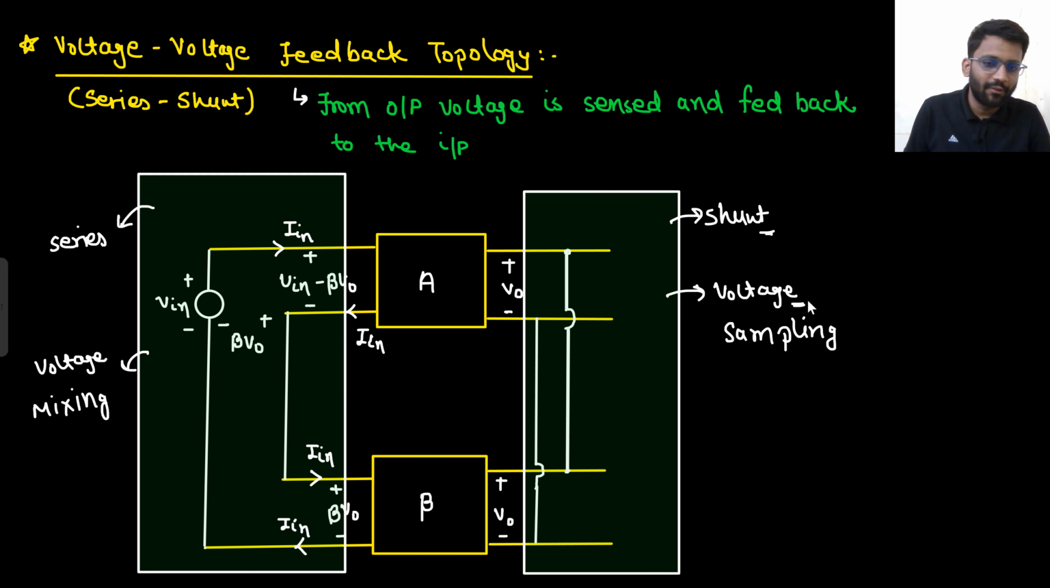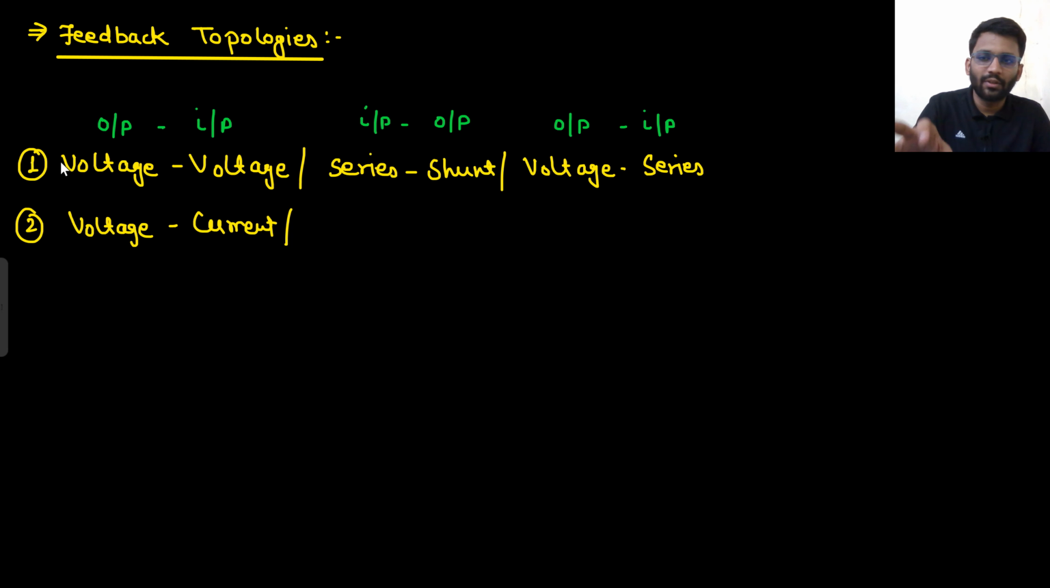So basically voltage sampling and series connection. Voltage sampling and series connection. So voltage series. This is also output to input, but here both are a different expression. Voltage and series: here voltage, that means they are the quantities only. Series, they are the connection. But here voltage series, quantity and the connection. This shows the quantity, this shows the connection.